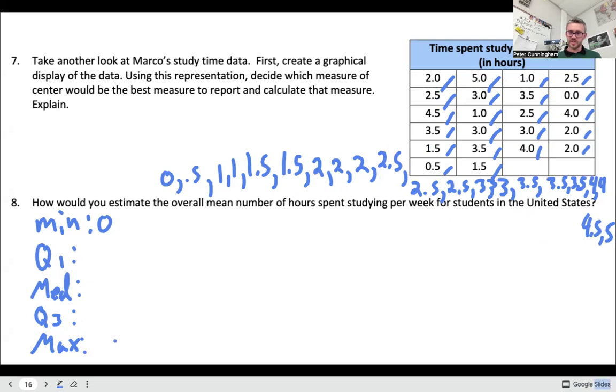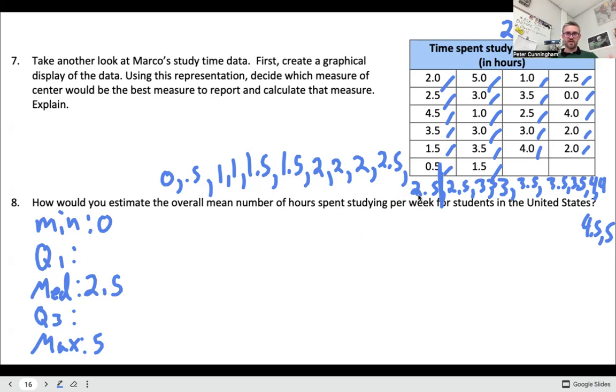All right, my maximum now. Now I can fill this in though. Maximum is 5. I have 22 pieces of data, so I can split the difference, which is 11. So count 1, 2, 3, 4, 5, 6, 7, 8, 9, 10, 11. So my median is going to be, I have 11 on each side, so in between this 2.5 and 2.5, so that's another 2.5.